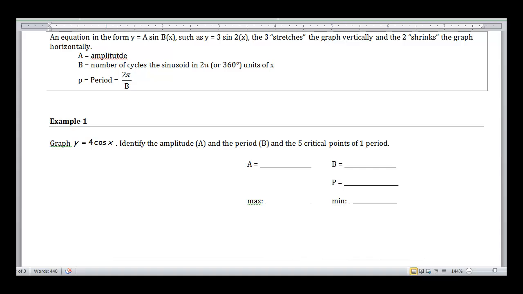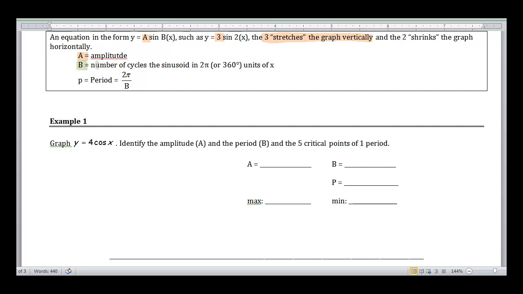So we can conclude that if we have an equation of the form y equals some value a times the sine of some value b times x, such as in our y equals 3 sine of 2x, the 3 will stretch the graph vertically and the 2 will shrink the graph horizontally. A, if you remember, is going to represent our amplitude. And so here the 3 was stretching it vertically.